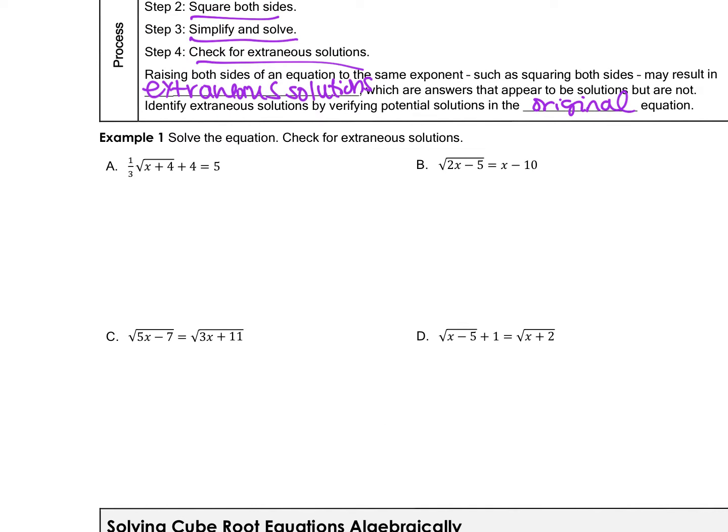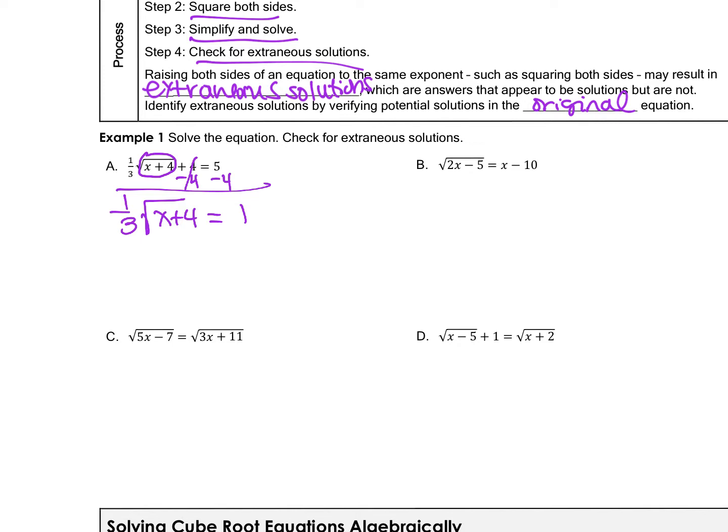So first thing I like to do is circle the radical. So I'm circling the radical piece. That means I need to get rid of the 1/3 in front, but also that plus 4. You always add or subtract first. So I'm first going to subtract 4 on both sides. I'm not finished because I also have to get rid of the 1/3.